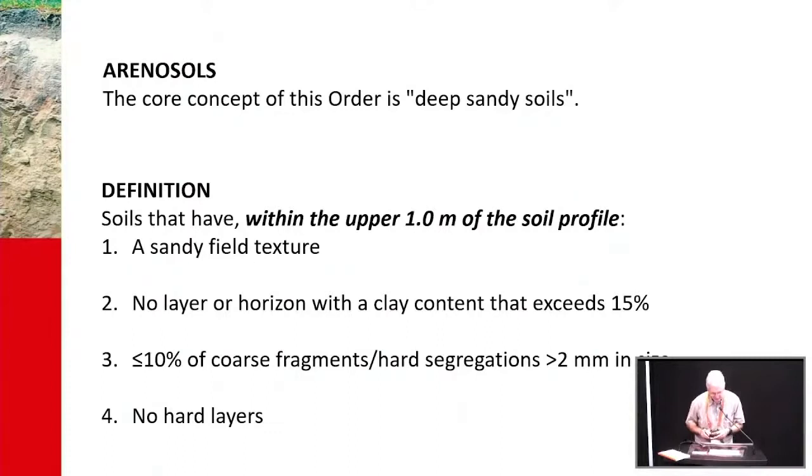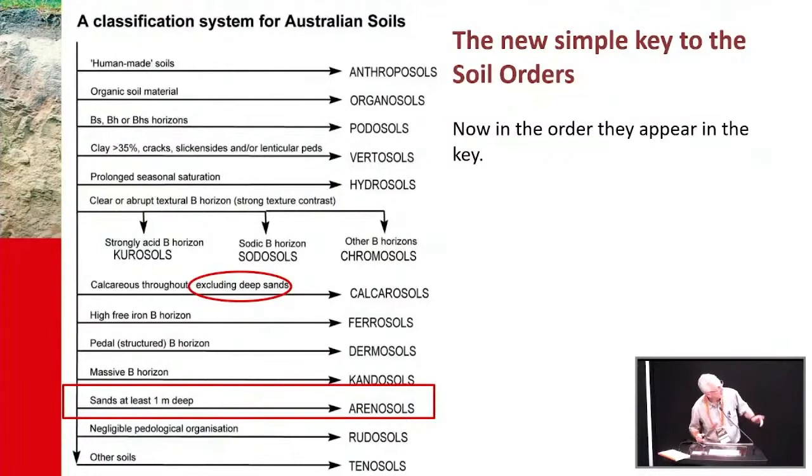Okay, so it's basically at least a metre of sand is a renosol. As Bernie mentioned, we did have to exclude sands from the calcarosols. So the renosols have no impact on the orders above. If you've got a sand over clay, it's still a chromosol or, you know, sodosol, even if that sand is 1.5 metres deep. If you've found clay and you think that's part of the profile, you can still call it a chromosol, for example, even if the sand is more than a metre deep, because it keys out first.